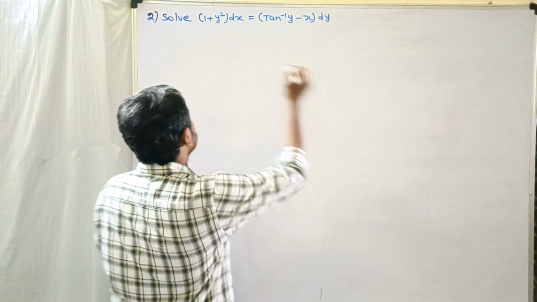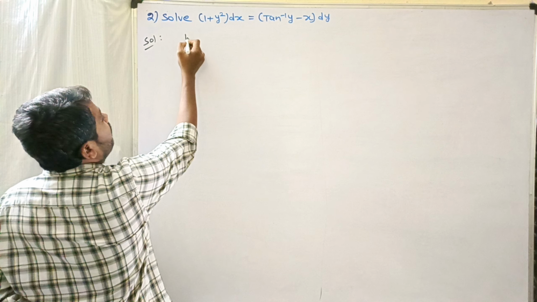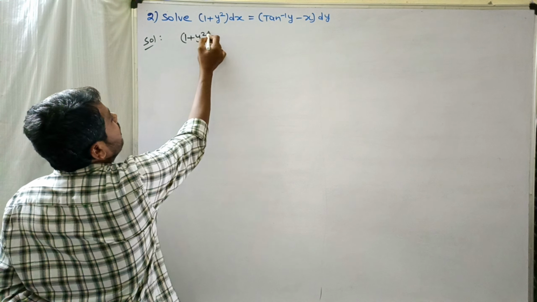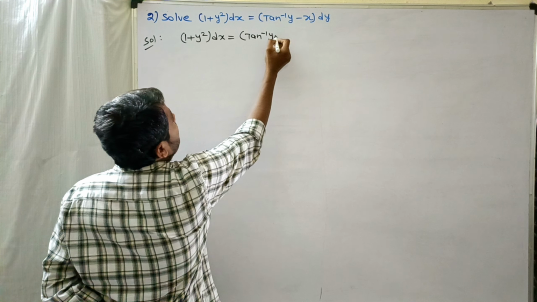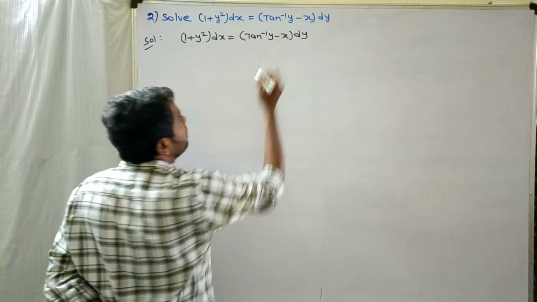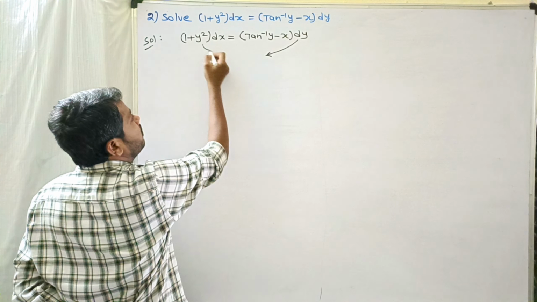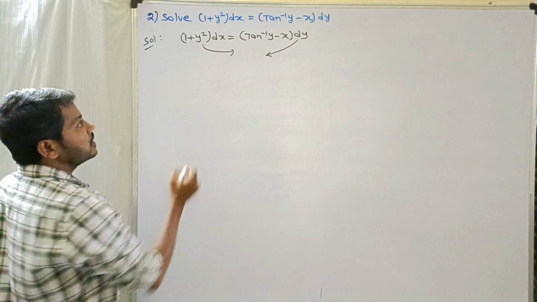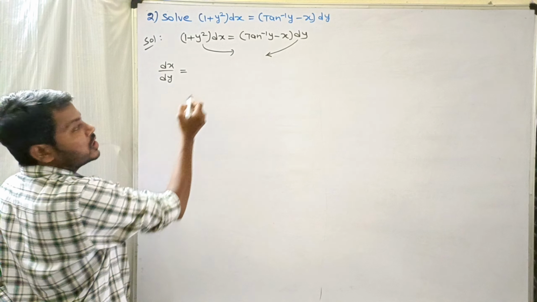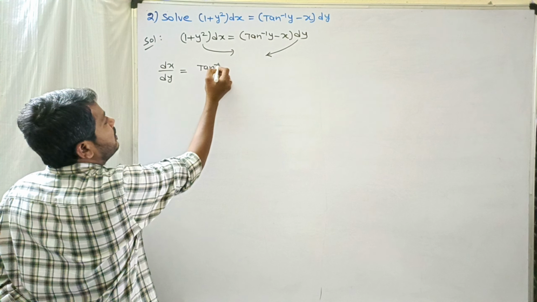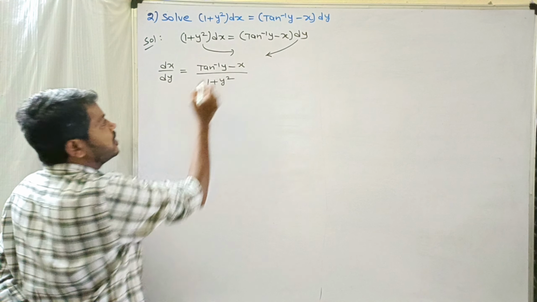Next, the second problem. The given differential equation is (1 + y²) dx = (tan⁻¹y − x) dy. Okay, so here we can send dy to the left hand side and 1 + y² to the right hand side, which becomes dx/dy equals (tan⁻¹y − x)/(1 + y²).